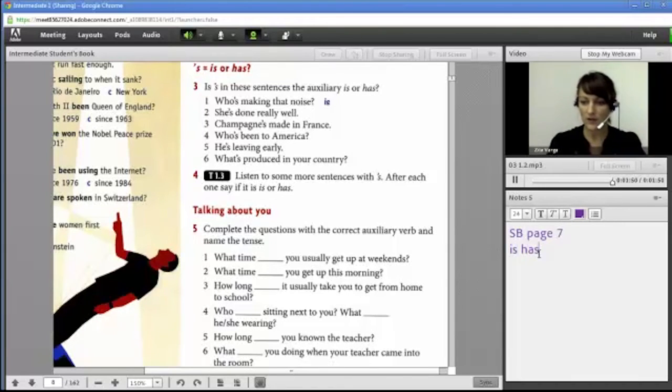This is interesting because, as we know, the contracted form, or the short form, for both of them is actually apostrophe s. So when you only see the contracted form, we have to make sure that you know which auxiliary is behind. So please look at these sentences and decide if it's is or has. Off you go, you have about 3 minutes to do that.